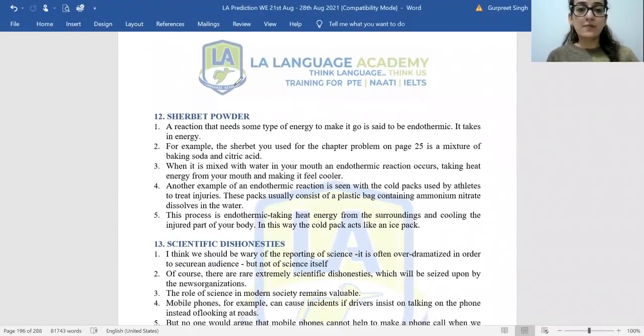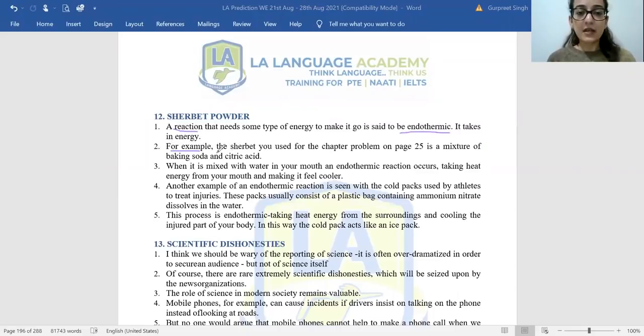12th one, sherbet powder. So this one says a reaction that needs some type of energy to make it go is said to be endothermic. So what we have is a definition. What is an endothermic reaction? It is this that needs energy to make it go. It takes in energy. So definition comes first. For example, so definitely cannot be the first one because example needs explanation.